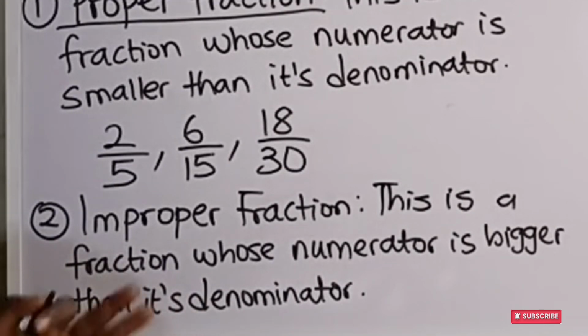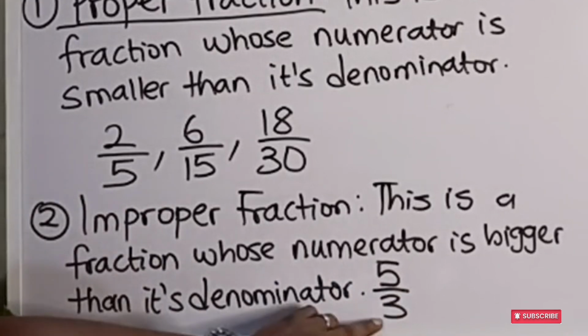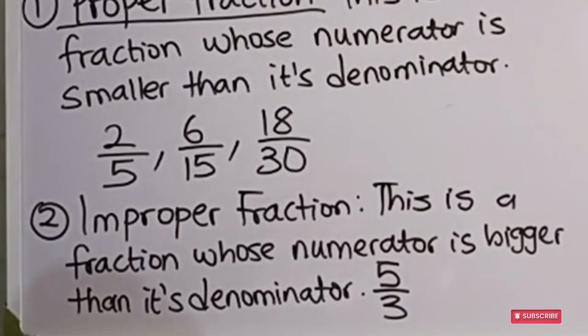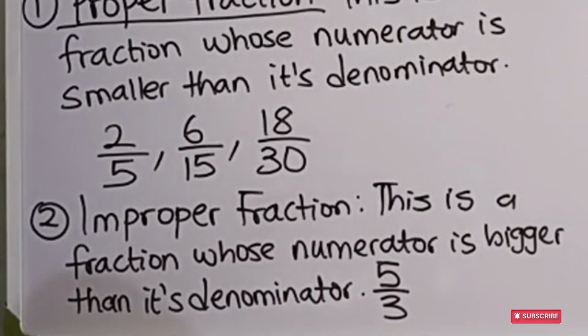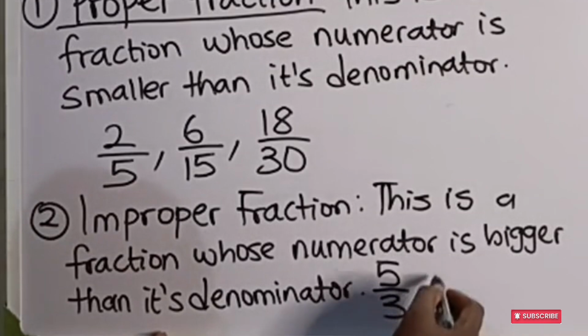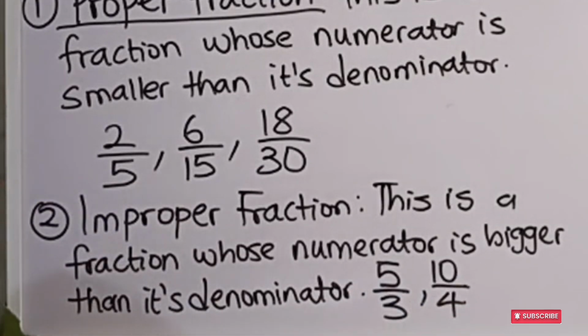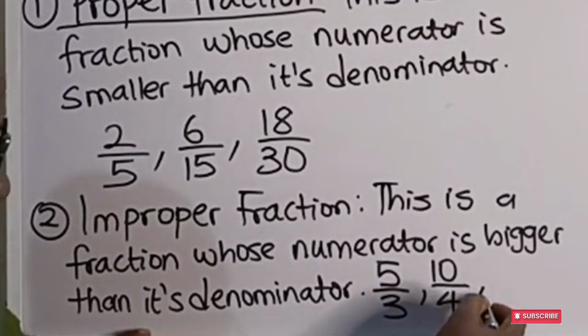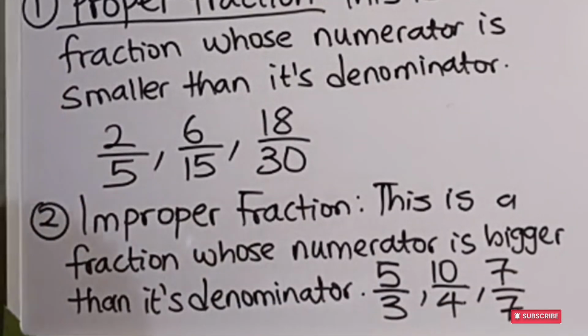It's not nice. Example, if you have 5 over 3. So if 5 over 3 were to be human beings, 3 will be struggling to lift 5 up because 5 is bigger than it, right? Also, you have 10 over 4. That's improper. Also, you have 7 over 7. Okay? 7 over 7 is also considered as an improper fraction.